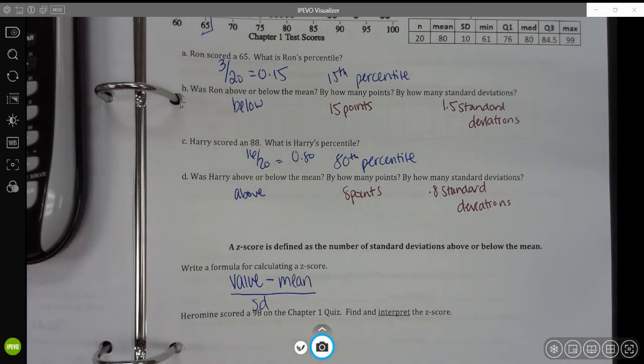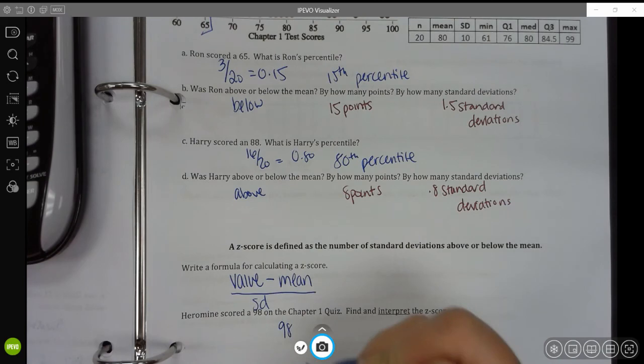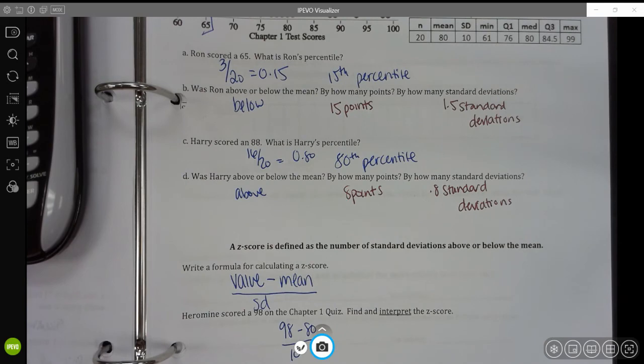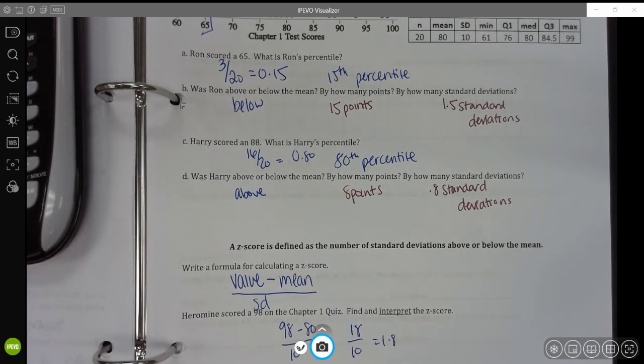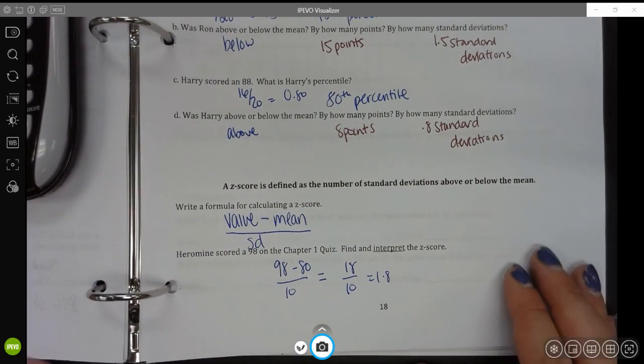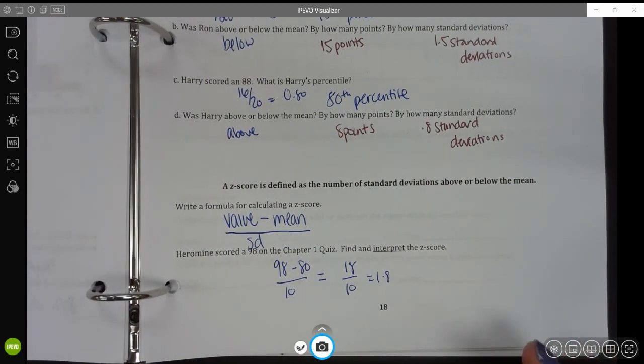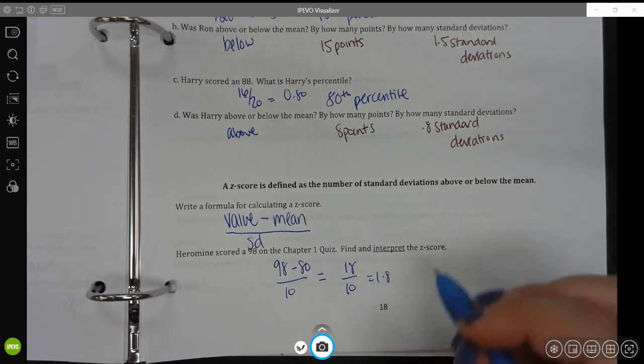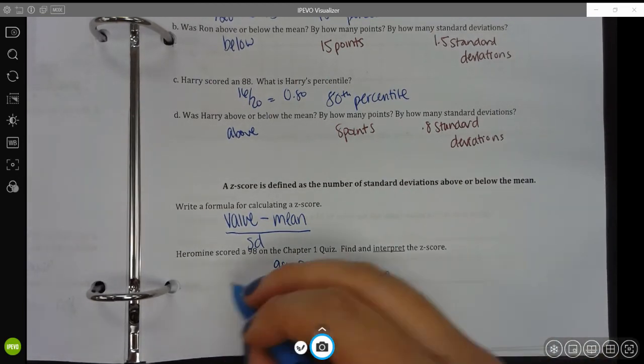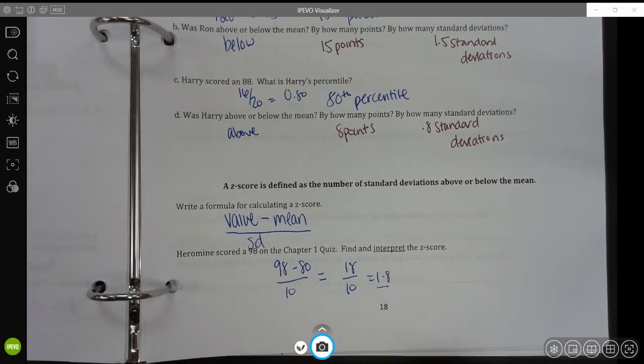Okay, so we're going to talk about what that means here in a couple videos. Hermione, she got a 98 on the test. So let's figure out where her z-score is. So Hermione got a 98. Let's subtract off the mean of 80 and divide by the standard deviation, which is 10. So if you get that math in there, it should be 18 divided by 10, which is just 1.8. Okay. The interpretation is also going to be really important here. Hermione scored 1.8 standard deviations above the mean. She is higher than the mean.